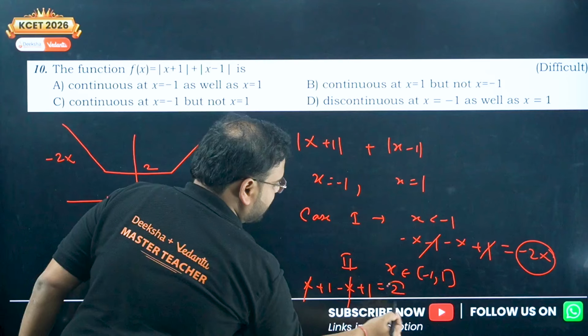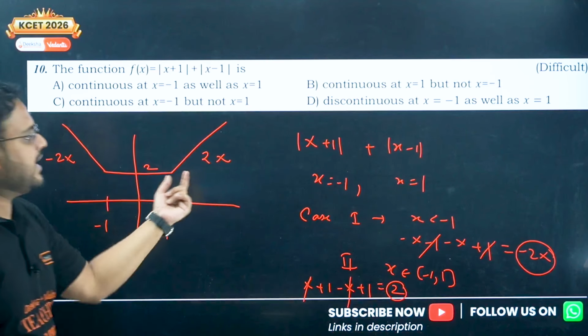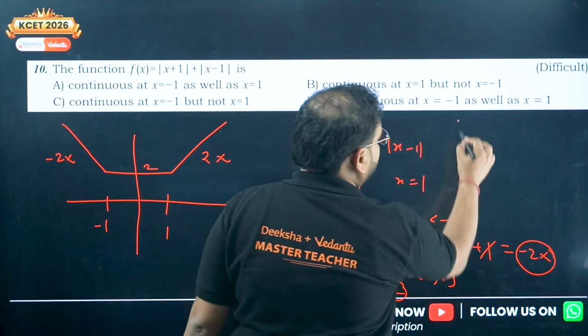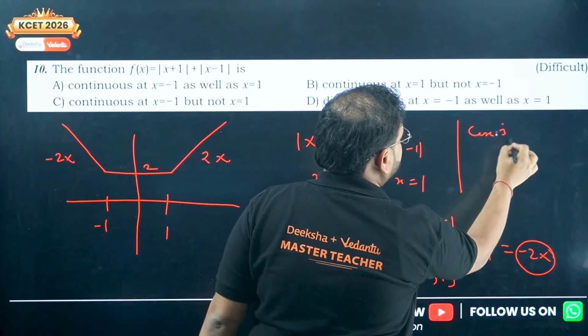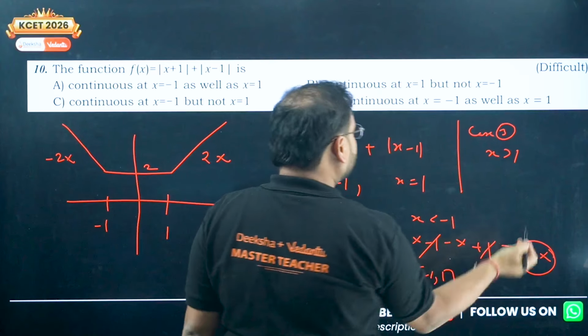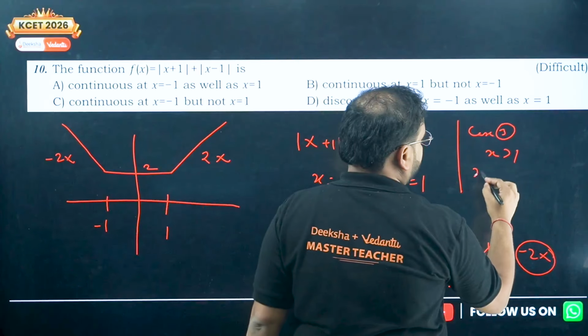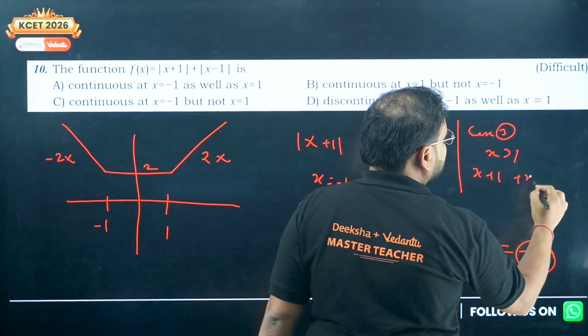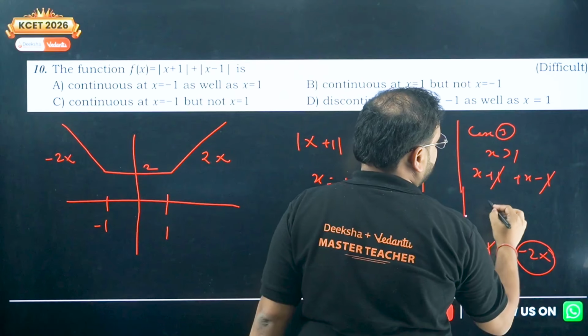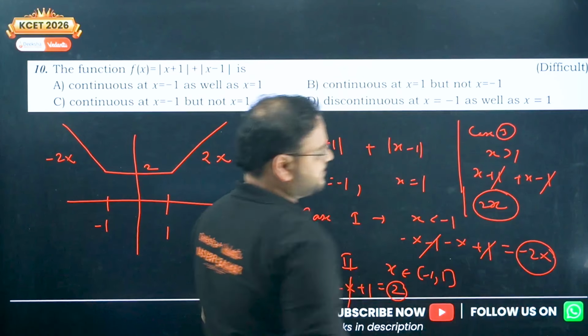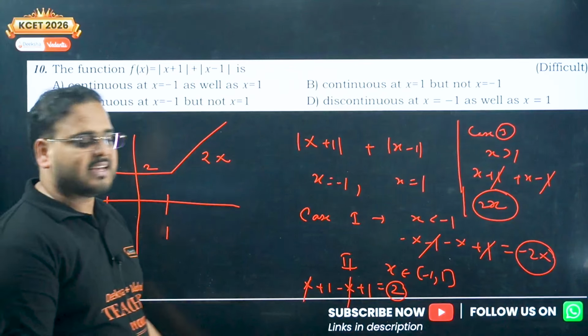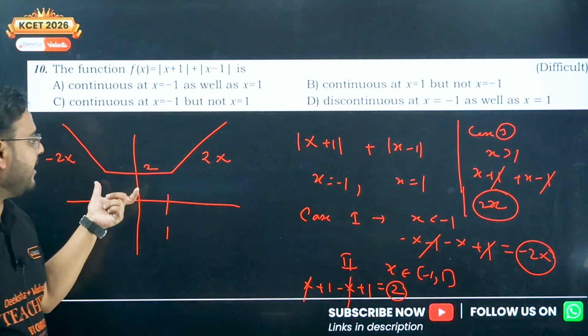And the last one will be case 3. If you take x more than 1, both will be positive. So you'll end up with x plus 1 and x minus 1. So 1 and 1 cancel. You'll have the answer as simply 2x. Getting my point? Both cases, case 1, 2 and 3. So you have this as the graph, and you get what?